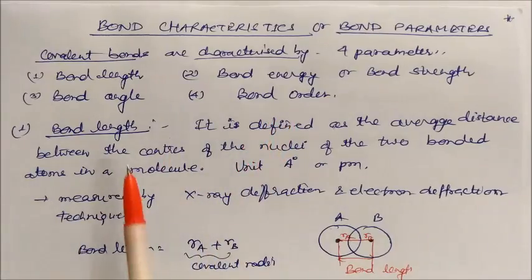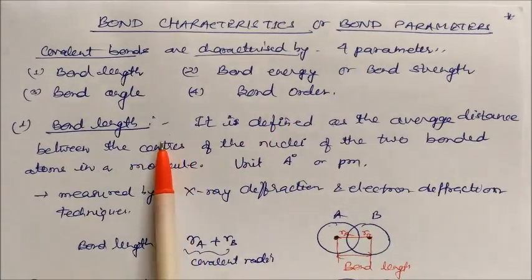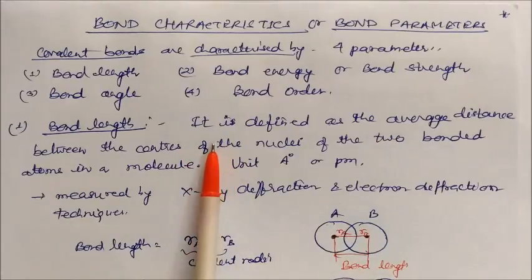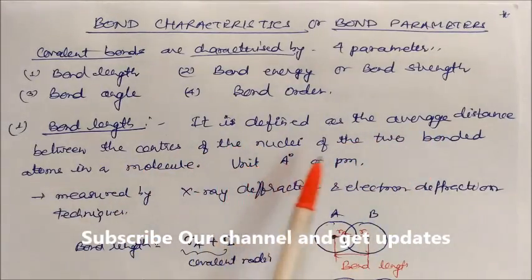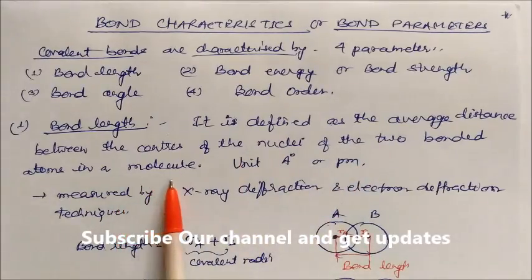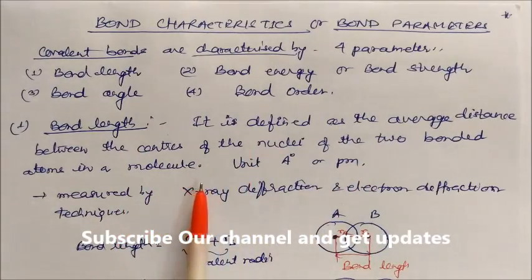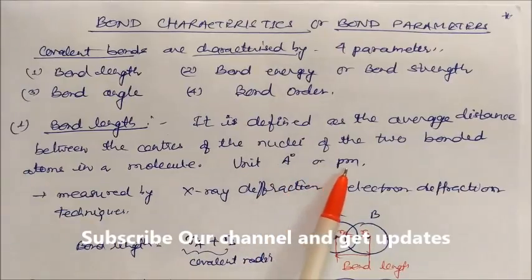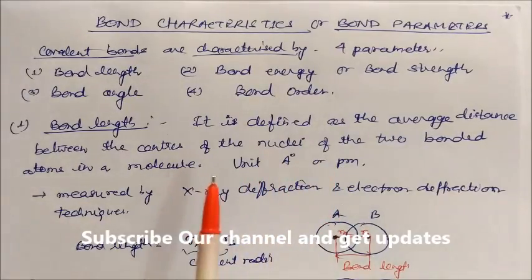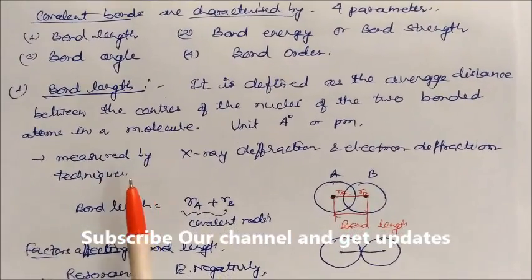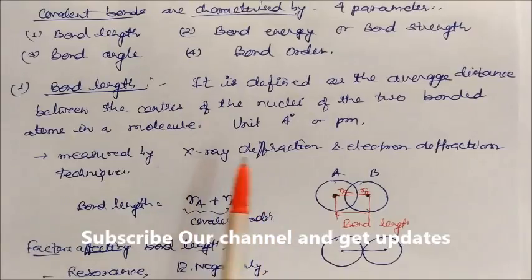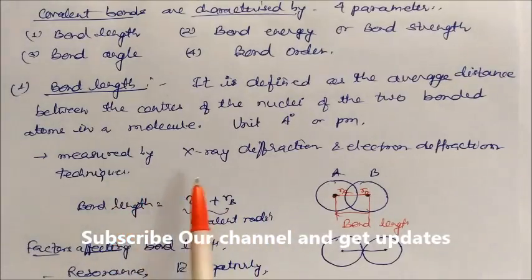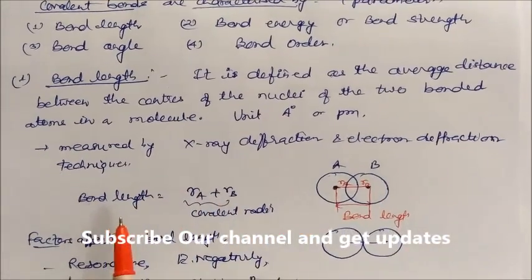So what is bond length? We have already seen this earlier, but let us see it once again. It is defined as the average distance between the centers of the nuclei of the two bonded atoms in a molecule. Normally we take the unit as angstrom, picometer, or nanometer. These are the general units of bond length. Practically, bond length is measured by X-ray diffraction, or you can say electron diffraction techniques.